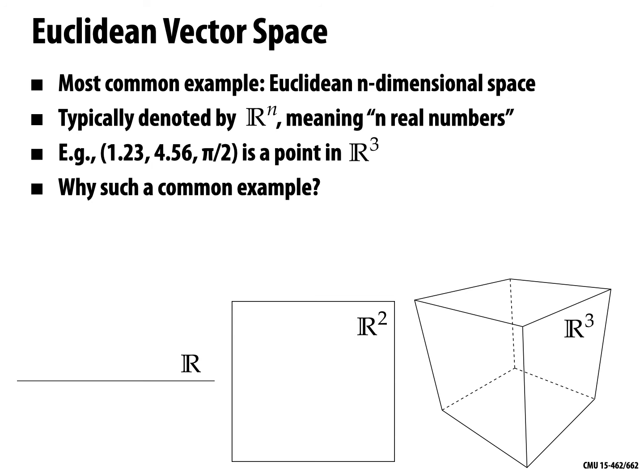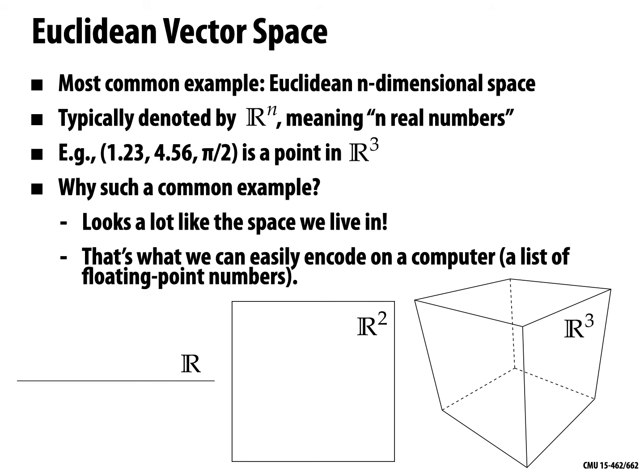Okay. Why is Euclidean space such a common example of a vector space? Well, because it looks more or less like the space that we live in. We live in a three-dimensional space where, just like Descartes did, we can explain where points are in space by three numbers. It's also motivated by computation. We can very, very easily encode on a computer a list of floating point numbers that specify a vector. And that's really what we'll do throughout graphics very, very often. We want to specify a vector in space, we write out three numbers. Okay?